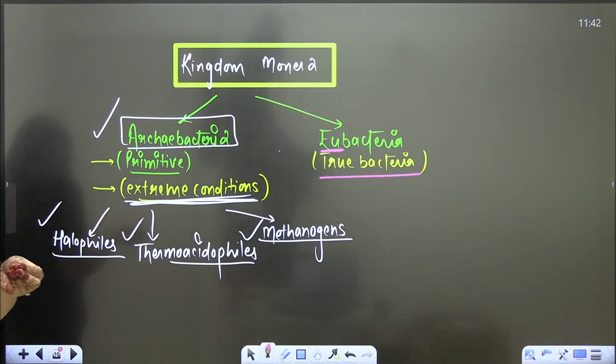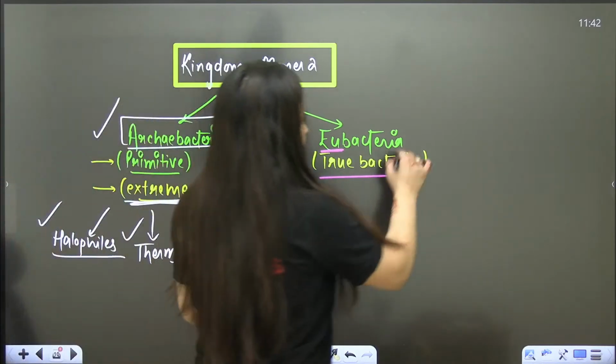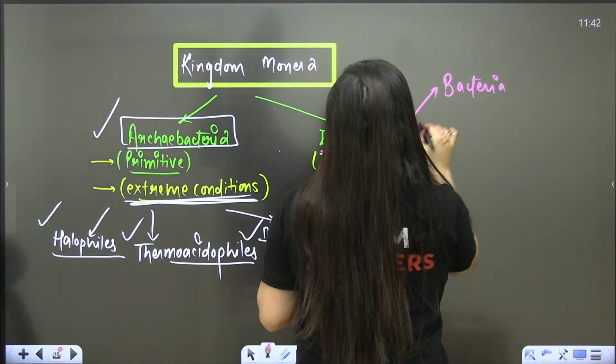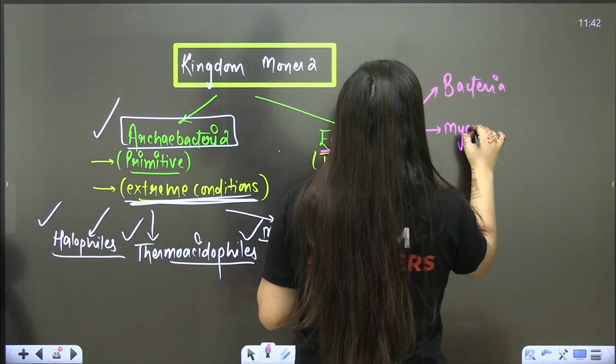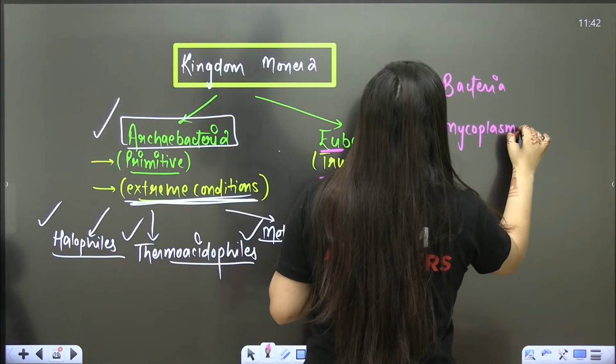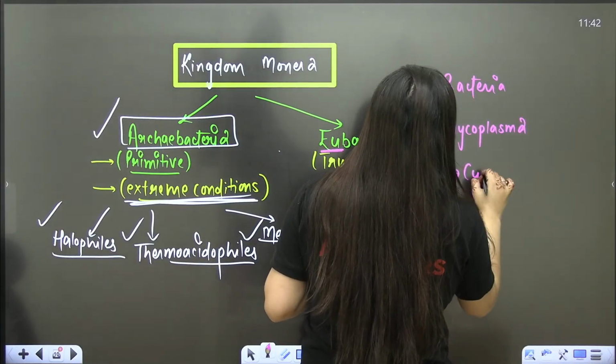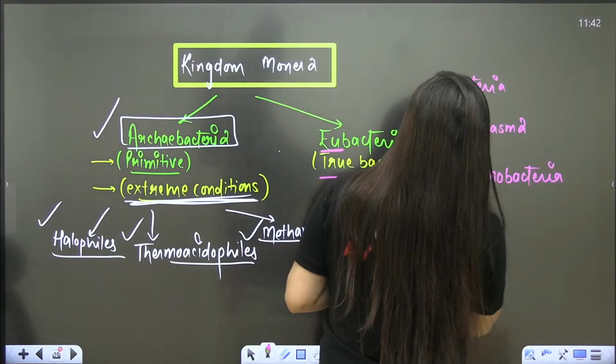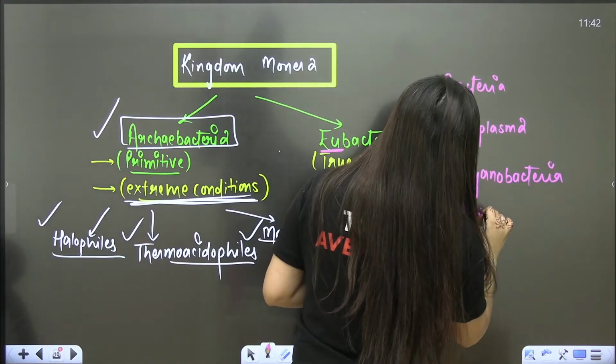Here you will discuss bacteria, mycoplasma, cyanobacteria, and actinomycetes. Basically, you are dividing bacteria into different categories.